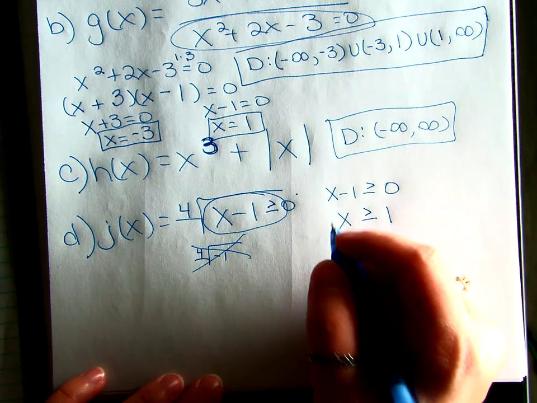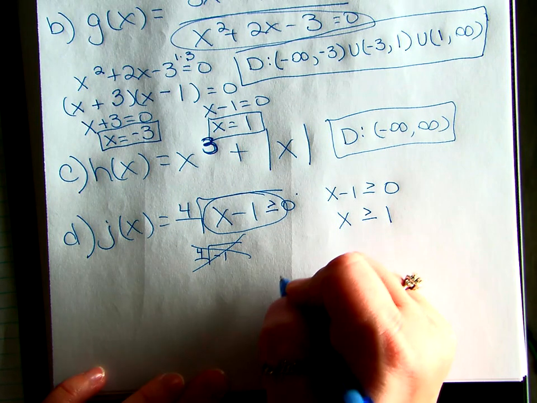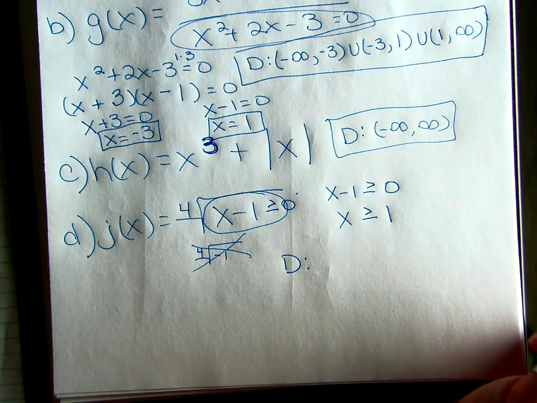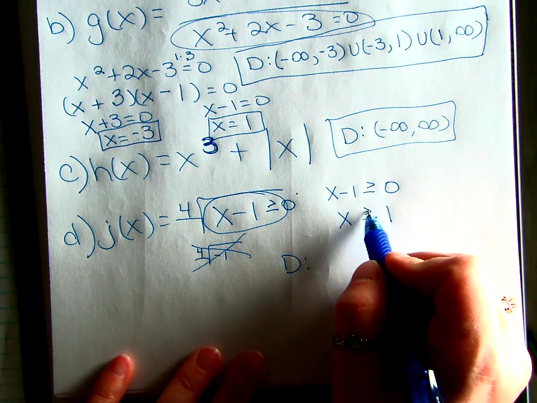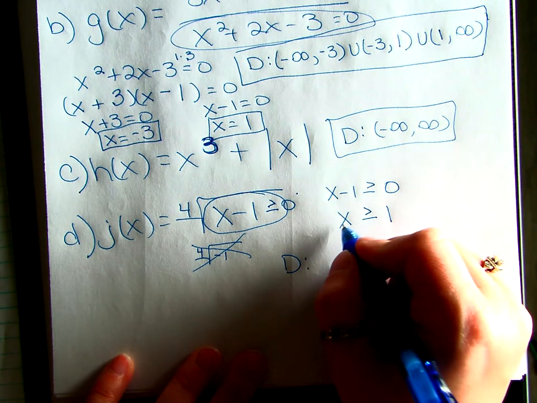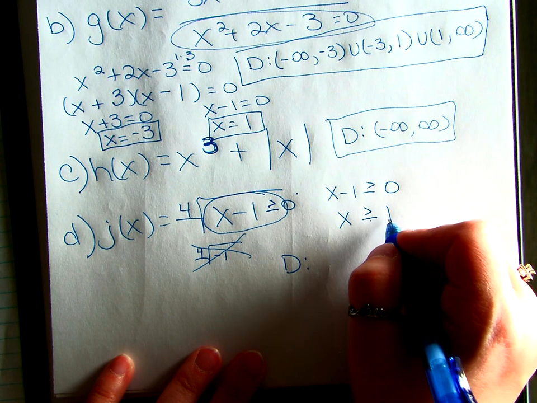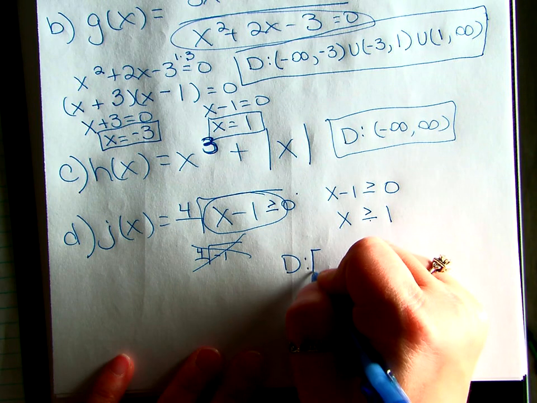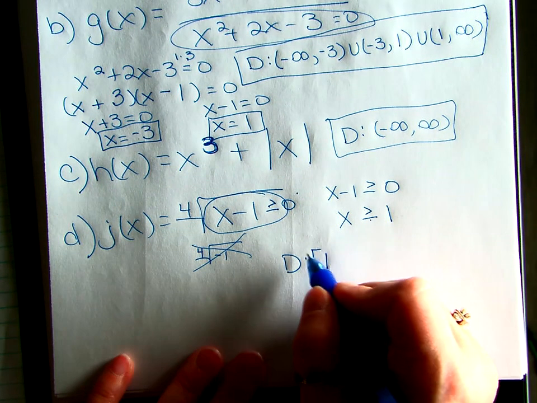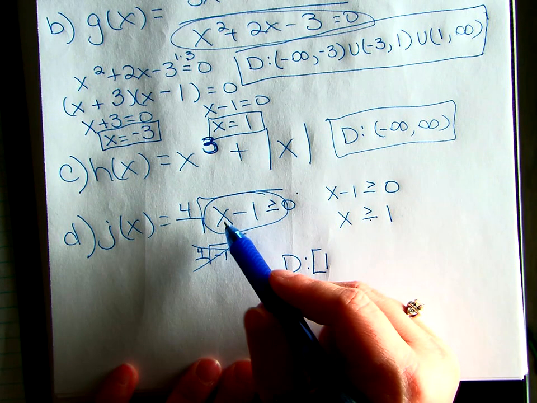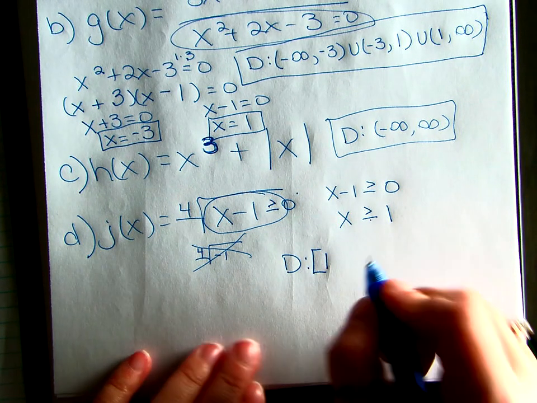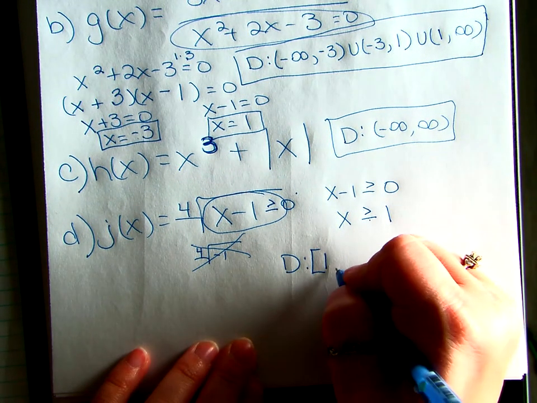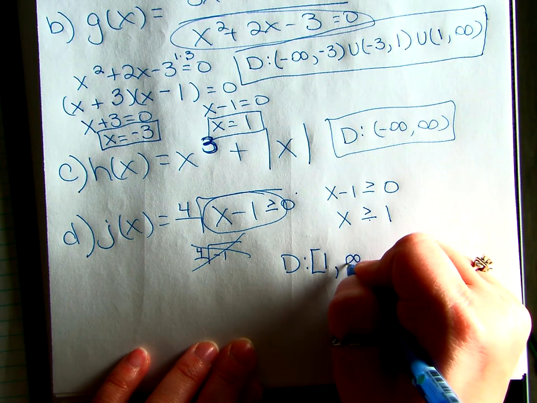So my domain, in this case, has to be such that, my notes are wrong. My domain has to be x is greater than or equal to positive 1. So if x is greater than or equal to positive 1, then that means positive 1 is my lower limit. And I do include it with the squared off bracket because if I put a 1 in here, then I'm taking the 4th root of 0, which is totally fine, because I can take a square root of 0 or a fourth root of 0 or whatever, and it's not going to change anything. And then I'm going to go all the way up to infinity.